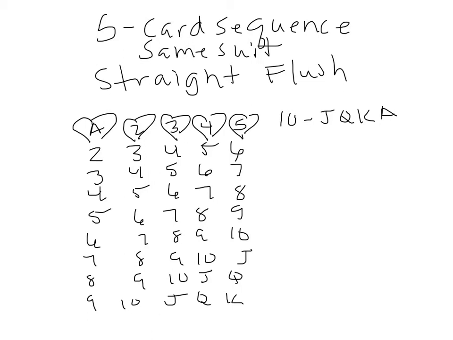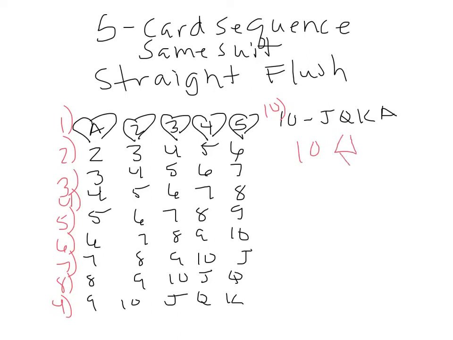So we have 1, 2, 3, 4, 5, 6, 7, 8, 9, 10 different ways that we can get a 5-card sequence in hearts. So we must have 10 different ways in diamonds. Oops, sorry, bad diamond. We must have 10 different ways in clubs. And we must have 10 different ways in spades. So we must have 40 different ways that we could get a 5-card sequence.